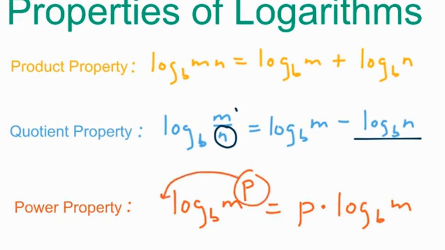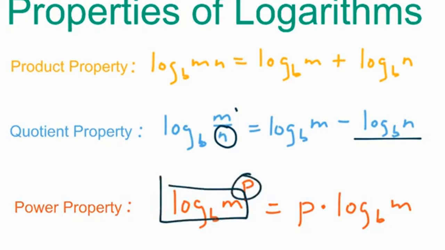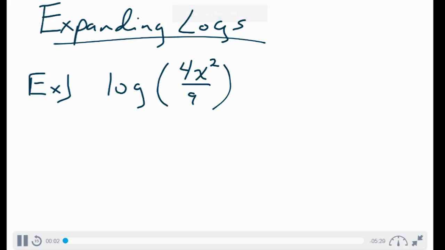Now, this also comes from exponent properties from the beginning of the chapter, because what we really have here are two exponents. A log is an exponent, p is an exponent, and what happens when you have a power to a power? Well, that's right, you multiply them. So we turn this into a multiplication problem. All right, so what can we do with these properties?